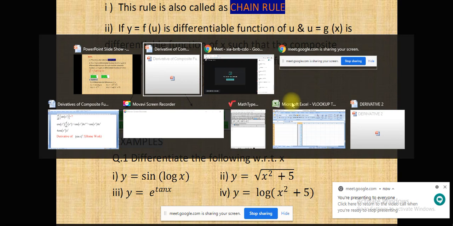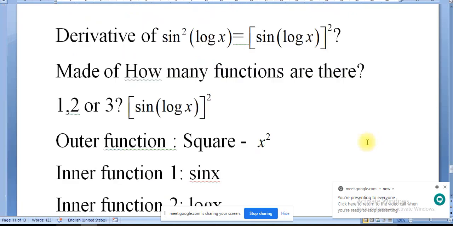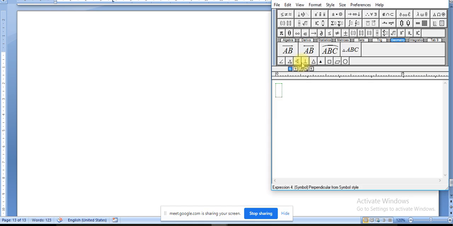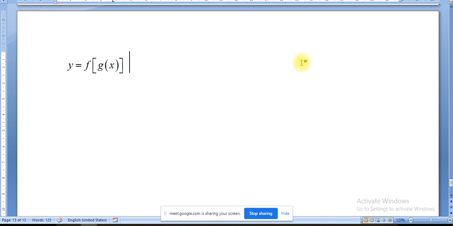Before going further, I will introduce you to one more notation. Now see everyone, whatever we have done the last time, I will give you the same thing but in a different form. Now this is the composite function. When I write y is equal to f of g of x, f of g of x is a composite function because it is made up of two functions, that is f and g.